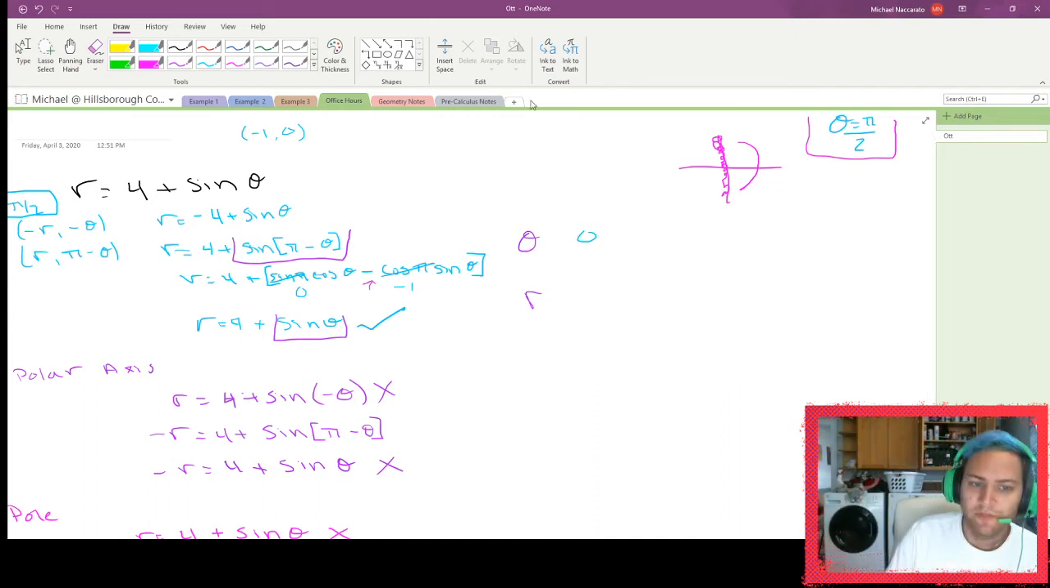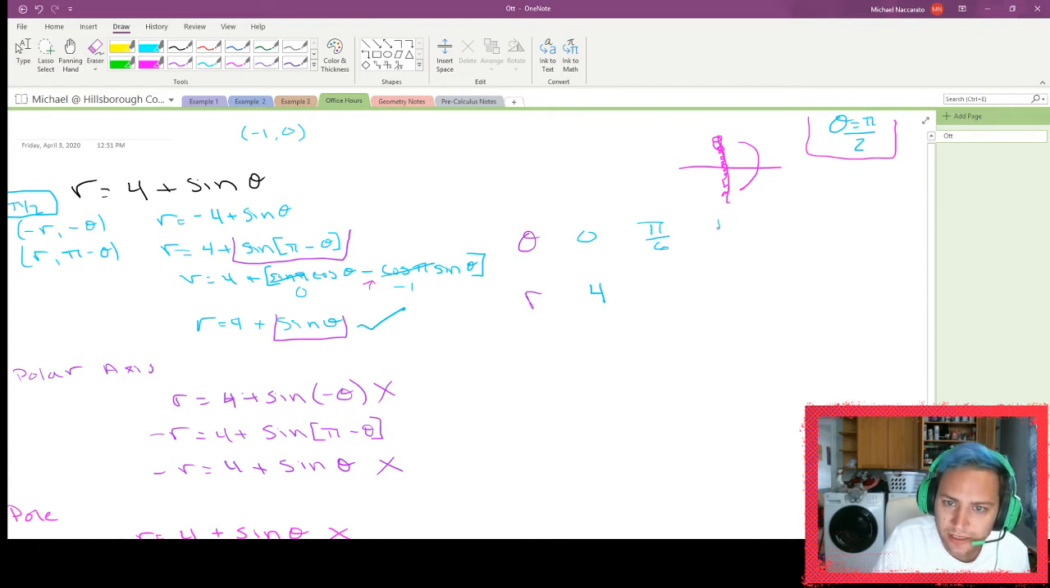So first thing I plug in is 0. Sine of 0 is 0, so that's the point 4, 0. And 4 plus 0 is going to give me 4. And then we could do pi over 6, and pi over 3, and pi halves. So I did 0, 30, 60, 90. Pi over 6, when I plug that in, I know that sine at pi over 6 is 1/2. And 4 plus a half is going to be 4.5.